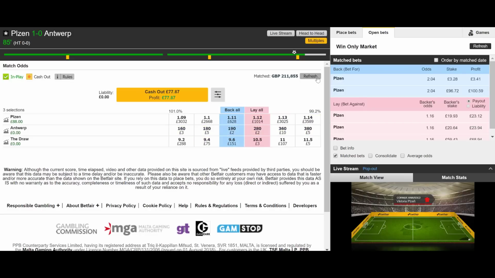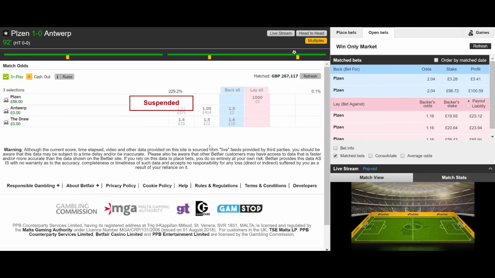We'll see if Antwerp do manage to nick an equaliser or not. Let's see. And this one's just finished. The full-time whistle's just gone on this one. So the home team won this, and so we made £88 profit instead of the £74. So it was an increase of about 20% of the profit by doing it that way.